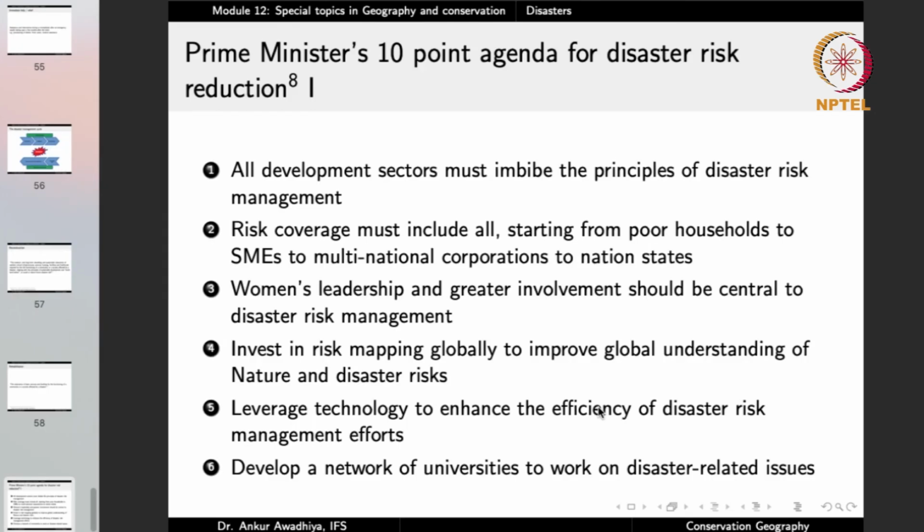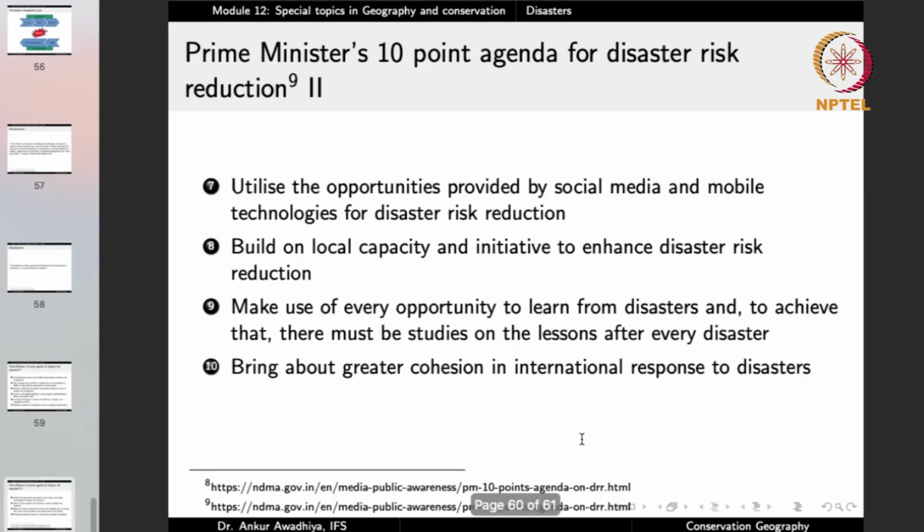We need to invest in risk mapping globally to improve global understanding of nature and disaster risks. Leverage technology to enhance the efficiency of disaster risk management efforts. Develop a network of universities to work on disaster related issues. Utilize the opportunities provided by social media and mobile technologies for disaster risk reduction. Build on local capacity and initiative to enhance disaster risk reduction. Make use of every opportunity to learn from the disasters, and to achieve that there must be studies on the lessons after every disaster, and bring about greater cohesion in international response to disasters.